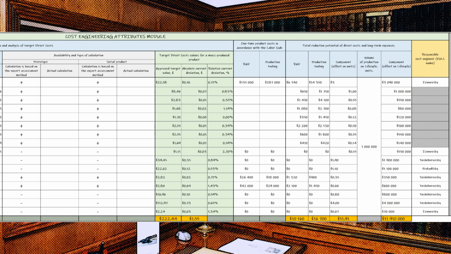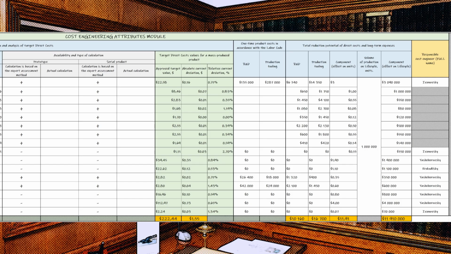That is, at milestones where there are no actual calculations, we have to deal with targets determined using parametric methods, which can include value analysis. A common mistake when filling in the approved target value column is to enter the arithmetic mean calculated over the list of methods used to calculate target values by the cost engineering service block.